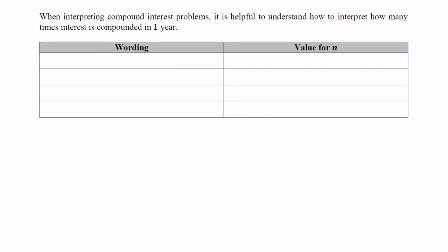So when interpreting compound interest problems, it is helpful to understand how to interpret how many times interest is compounded in a year. So if the wording says semi-annually, then your value for N is going to be 2 because it means it's compounded 2 times a year, or every 6 months. If it's quarterly, that's 4 times a year. Monthly would be 12 times a year, and daily would be 365 days a year. We're going to ignore leap year in this case.